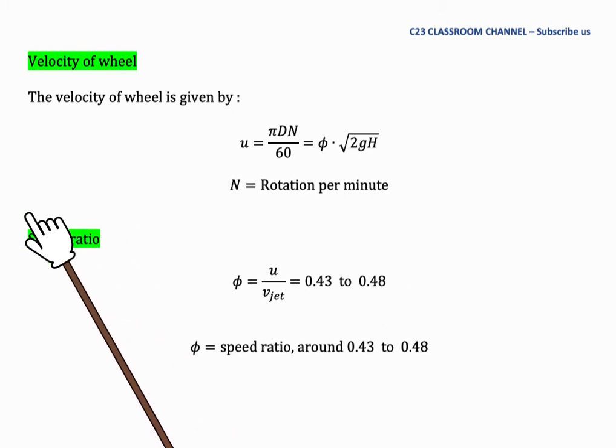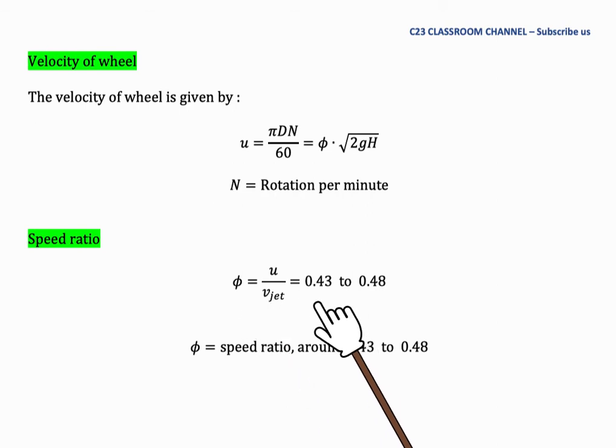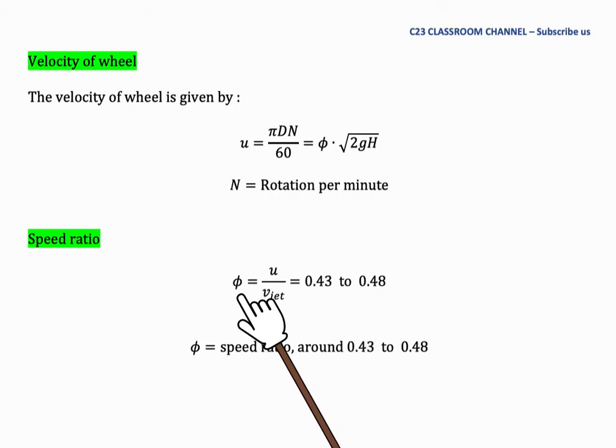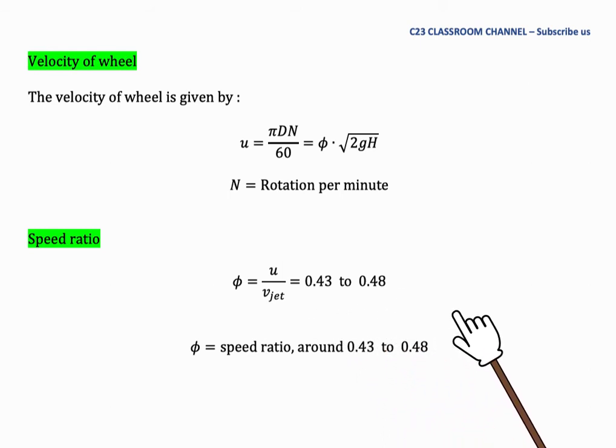Next, the speed ratio. The speed ratio is the ratio between the velocity of wheel and the velocity of jet. It can be simplified using this symbol, φ. And the value of φ here, or the speed ratio, is between 0.43 and 0.48.